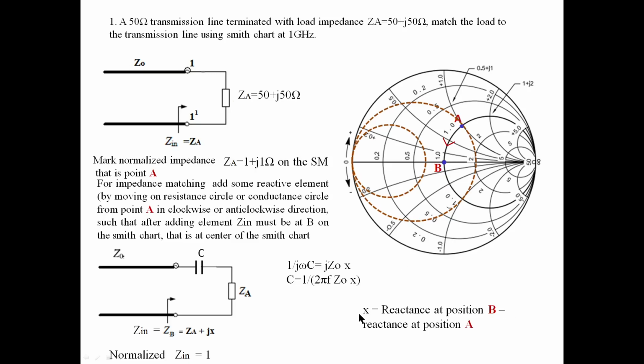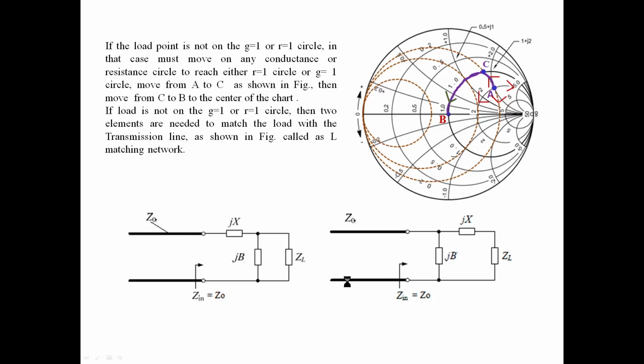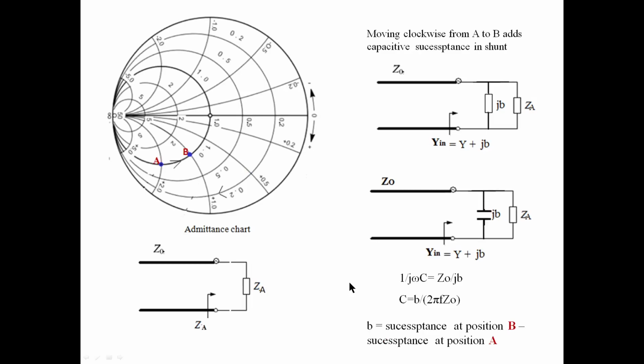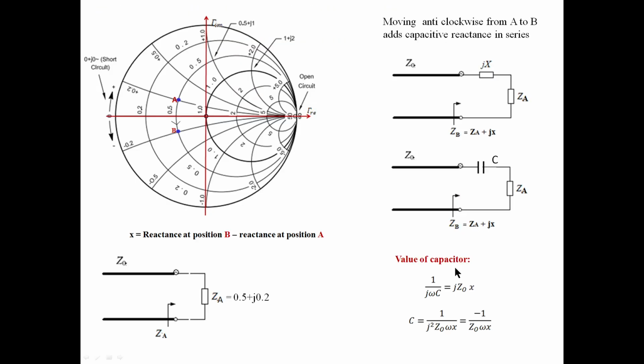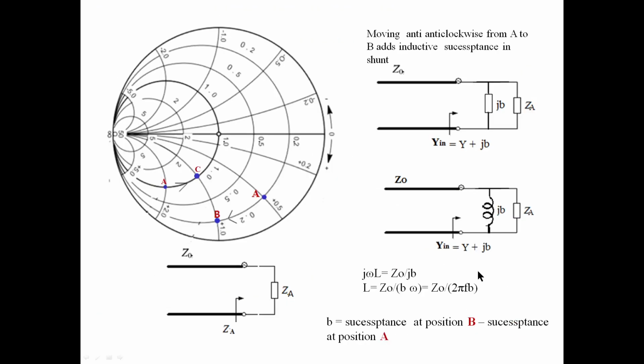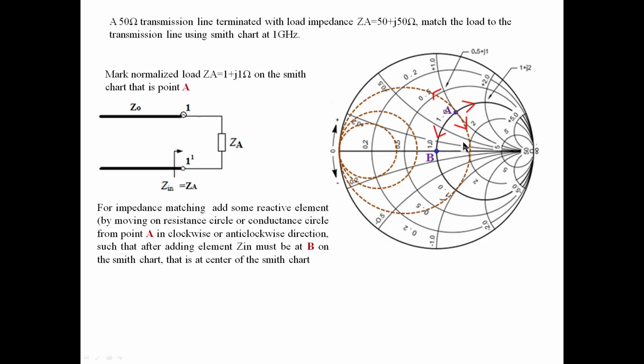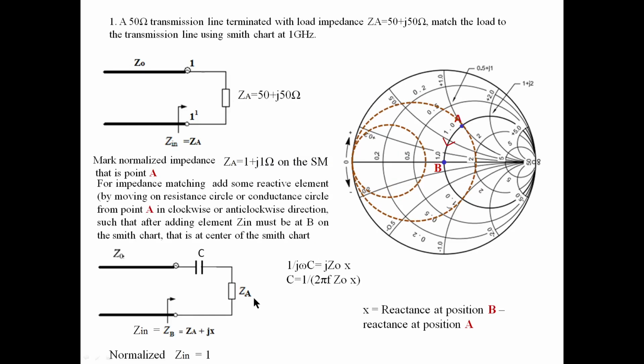So you substitute that in the equation. In the equation I have given here, you substitute the x value -1, and you will get the value of C, the capacitor added. So by adding that, if you move like this, we reached the center. Okay, center we reached. What is the impedance here? That is 1 only here.